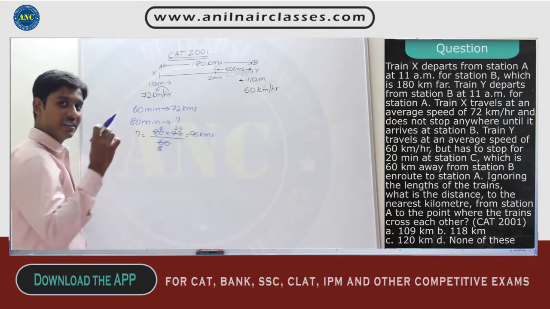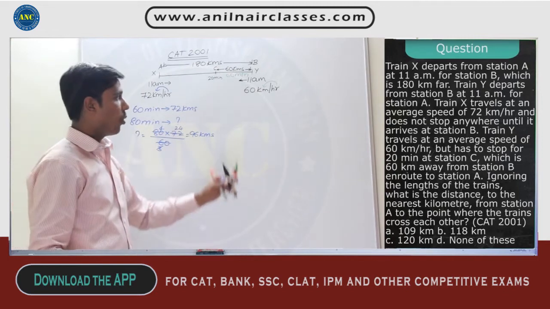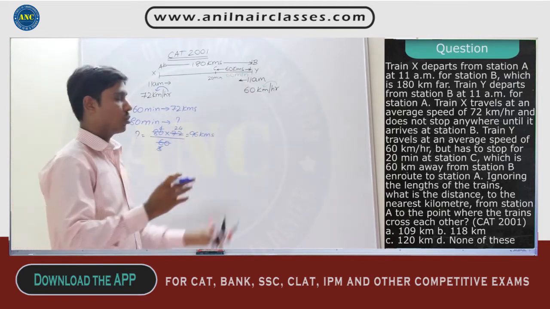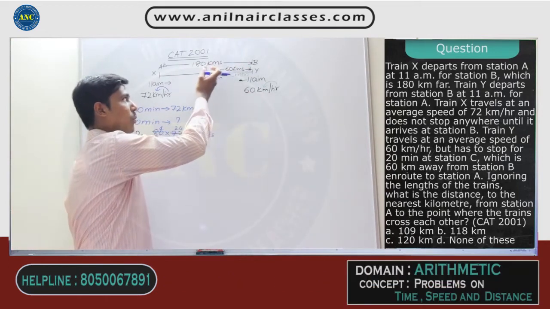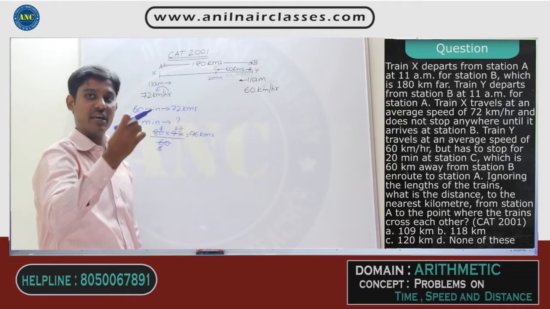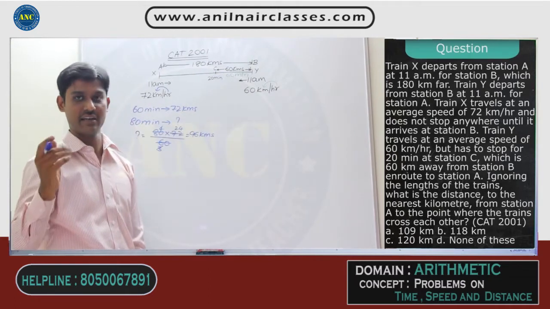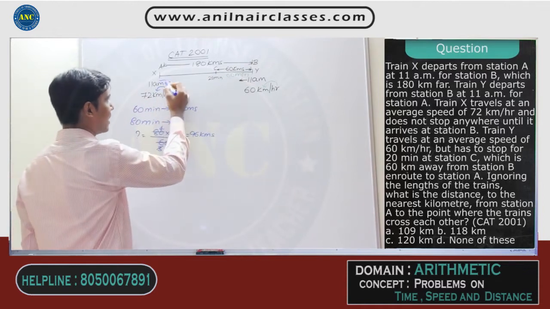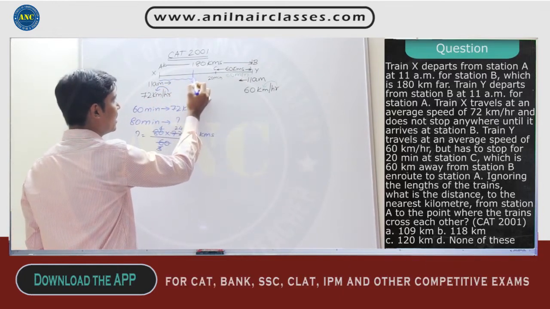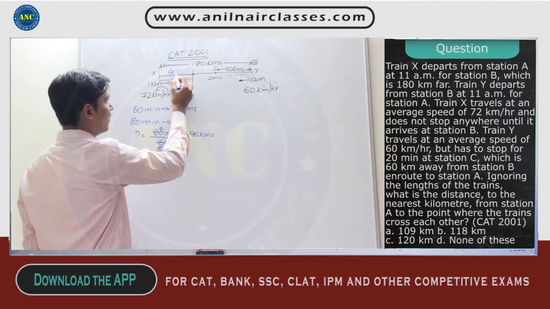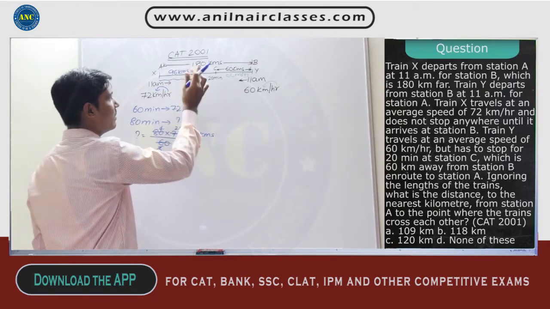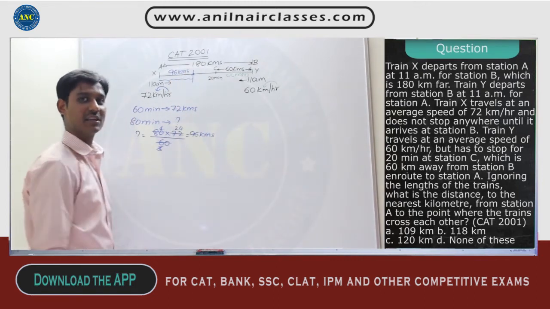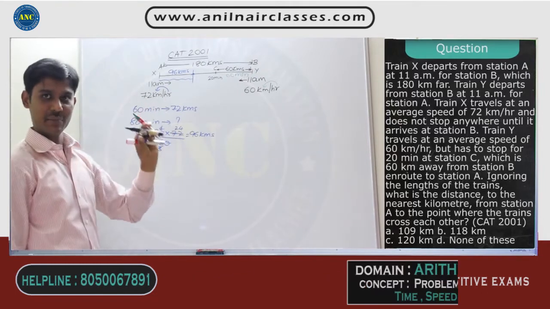That means in the same 80 minutes, in which train Y came from point B to point C, took rest there for 20 minutes and started again, train X will actually cover how many kilometers? It will cover 96 kilometers. That means in 80 minutes, 96 kilometers is covered by train X. That is the meaning of it.